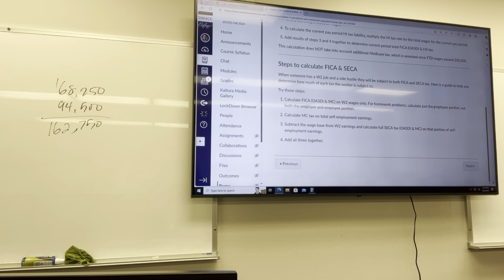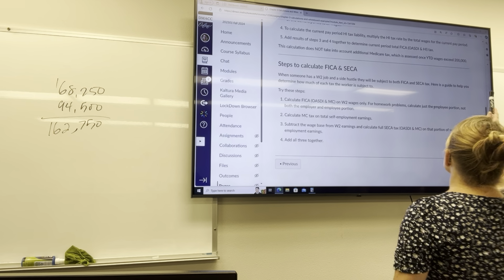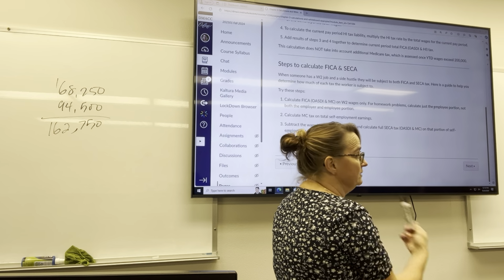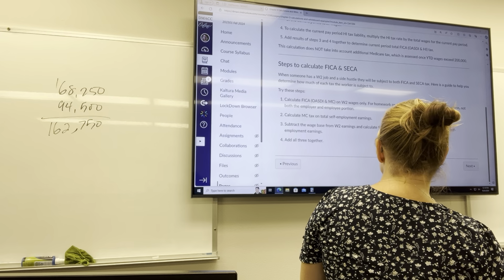Steps to calculate FICA and SICA. First thing you want to do is calculate the FICA on the W-2 wages only, if that's part of the problem. For the homework problems, you'll just calculate the employee portion. They don't ask you for both of them.